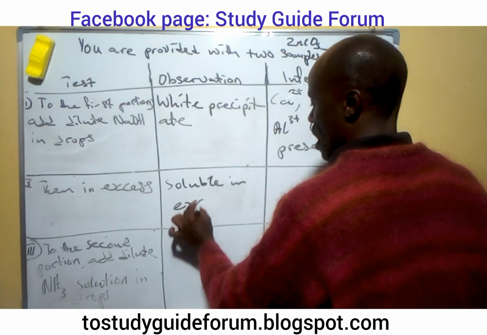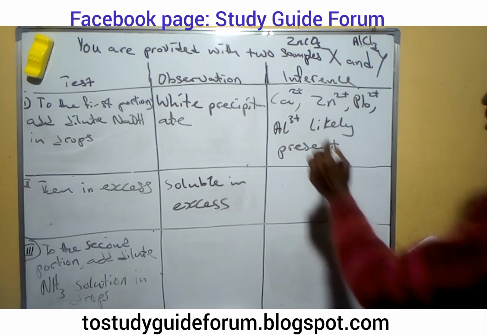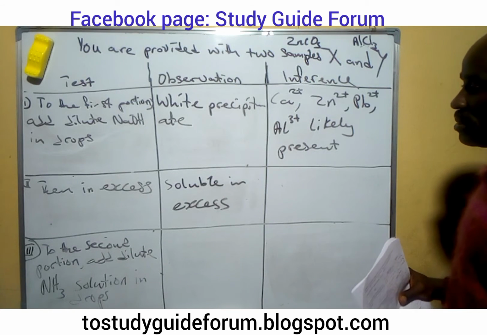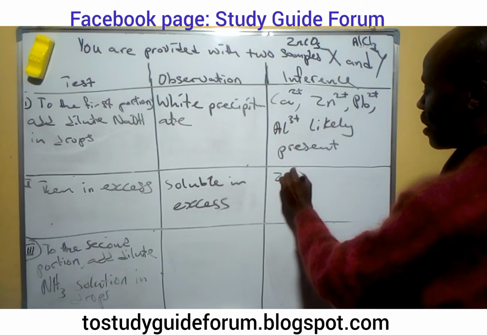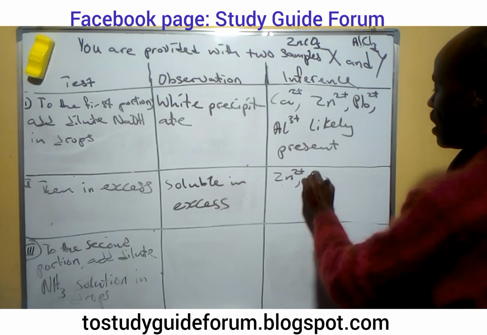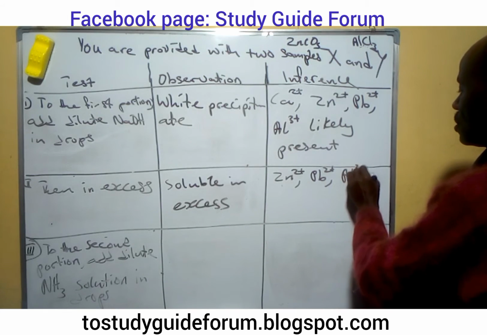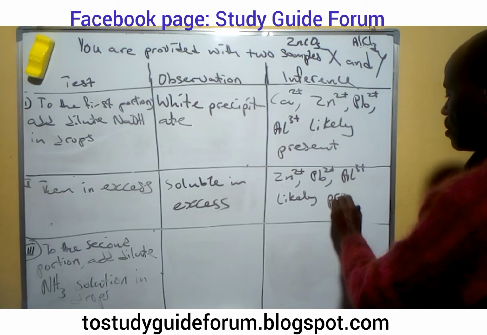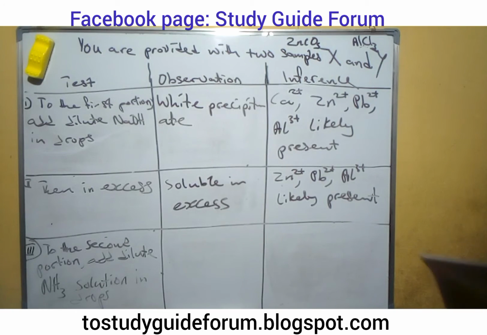in excess. Since it's soluble in excess, it means that calcium ion is not present. Do you understand? It means that calcium ion is not present. And then, since it's soluble, we have zinc ion, lead ion, and aluminum ion likely present. Now, these are the possible ions that are present.